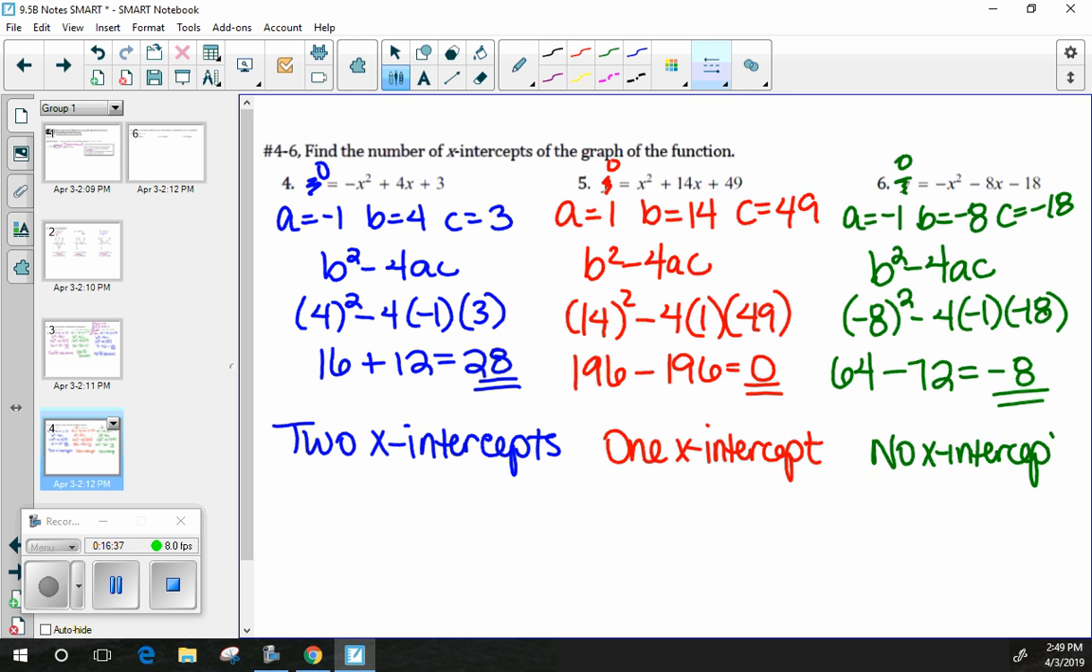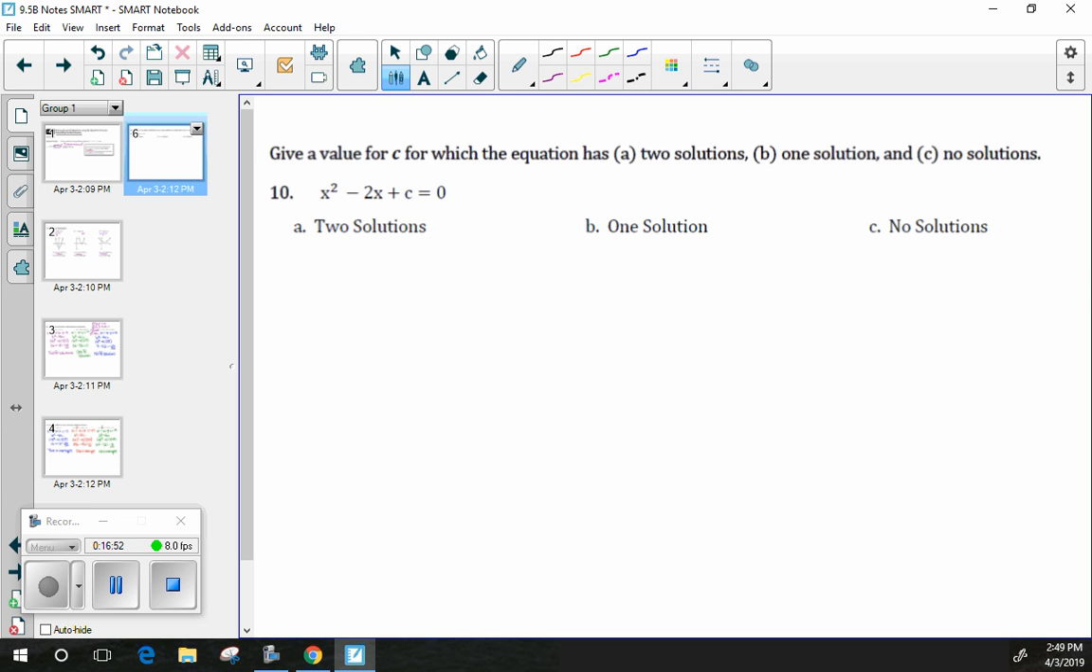All right. Give me some thumbs up, some thumbs down. How do we feel? Okay? Okay. So before we do 7 through 10, which is really more practicing pick your method type of stuff, let's skip down to number 10, which is still more connected to this discriminant concept.